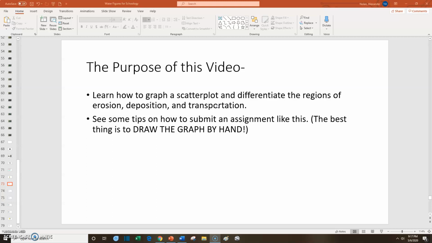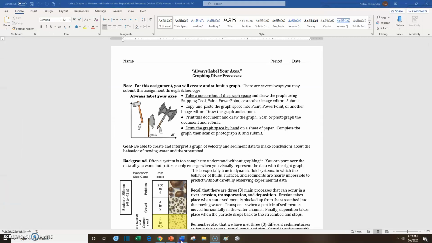Some of you have been coming up with questions about water speed and sediment, so this is going to address some of those questions. I'm also going to give you some tips on how to submit an assignment like this. The best thing to do in this case is to actually draw the graph by hand. Some of you have done an awesome job of creating graphs on the computer and sending those to me. That's wonderful. This one is a little bit more sophisticated, so it's rather difficult to do on the computer, although it is possible. I would suggest either print the graph and draw the graph by hand, or actually draw the graph space.